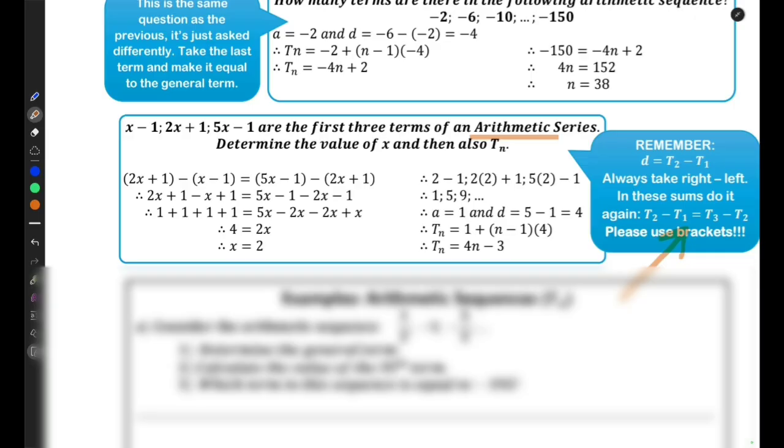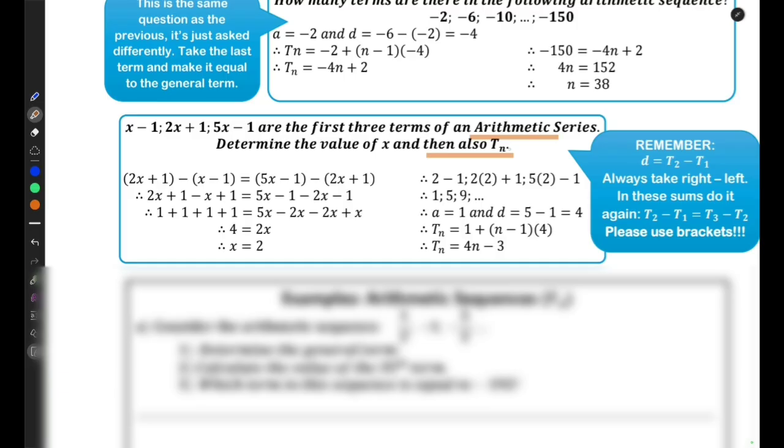So remember, always right minus left. I am going to take term 2 minus term 1, and because it's an arithmetic series, it must be equal to term 3 minus term 2. And that's how I set up an algebra equation and solve for x. Okay. Then always just check what is the actual question at the end and make sure you don't forget to actually answer the question.